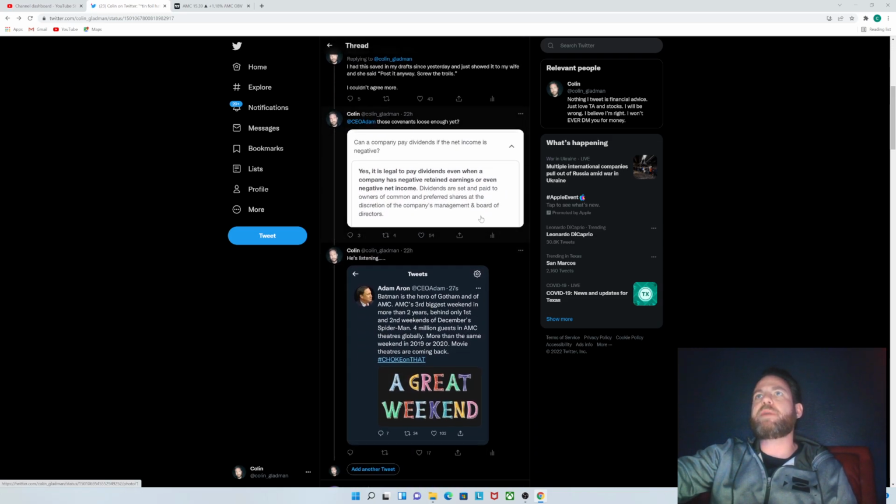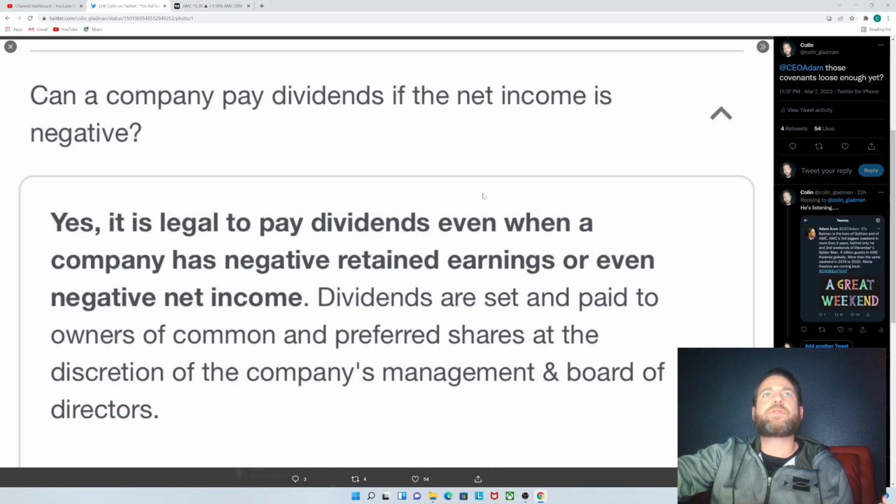And then also, people are always like, well, you can't pay dividends if you have negative earnings. A simple Google search, can a company pay dividends if the net income is negative? The answer is yes, it is legal to pay dividends even when a company has net negative retained earnings or even net negative income. Dividends are set and paid to owners of common and preferred shares at the discretion of the company's management and board members.